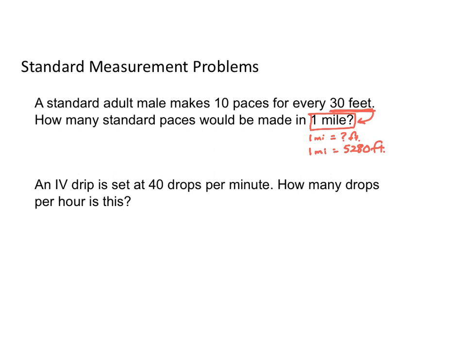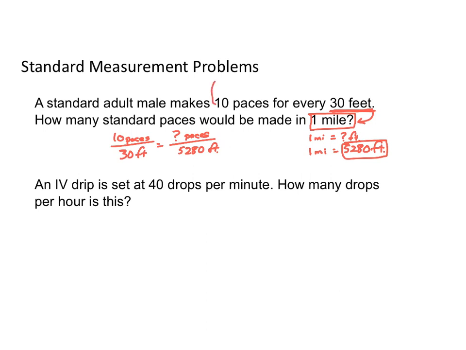Okay. So one way we could solve this problem, now that we know how many feet there are in this mile that we're trying to figure out how many paces, is we could make a proportion with our paces and feet, because a mile is now turned into feet. So if we have 10 paces, this is not strictly a conversion problem, for every 30 feet, and we want to know how many paces. See how we're writing our proportion? And we have 5,280 feet. We're kind of converting our feet into paces.